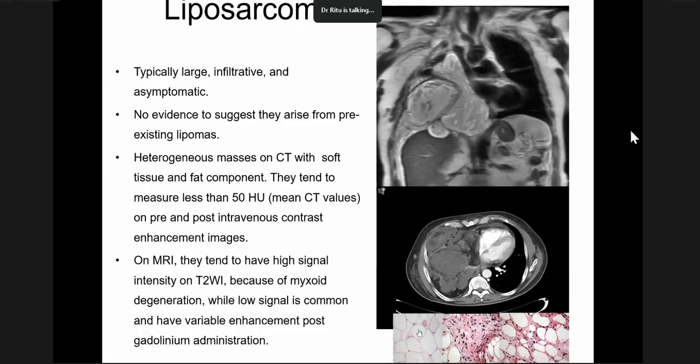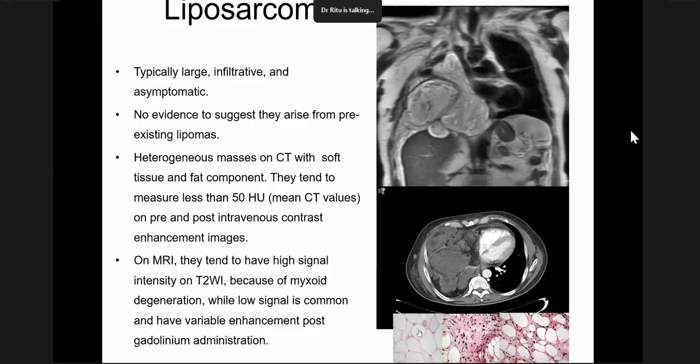Moving on to liposarcoma, these can be metastatic, or they can arise de novo from the pleura. And there's no evidence to suggest that lipomas change into liposarcomas, but there is a small subset of fibrous tumors of the pleura which can undergo liposarcomatous transformation, but the lipomas do not transform into liposarcoma. These tend to be heterogeneous masses on CT with a soft tissue and fat component. They tend to measure less than 50 Hounsfield units on CT, and they can have pre and post contrast enhancement.